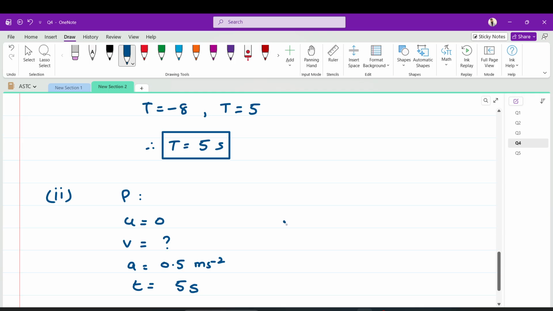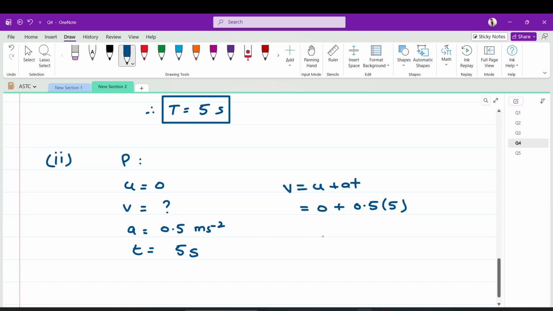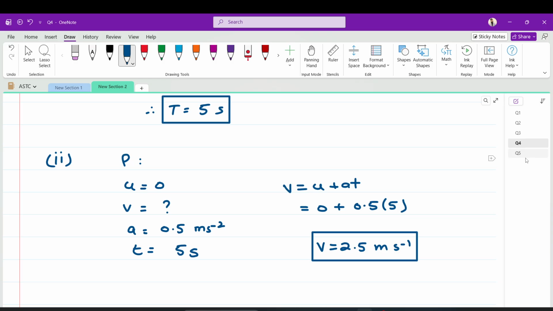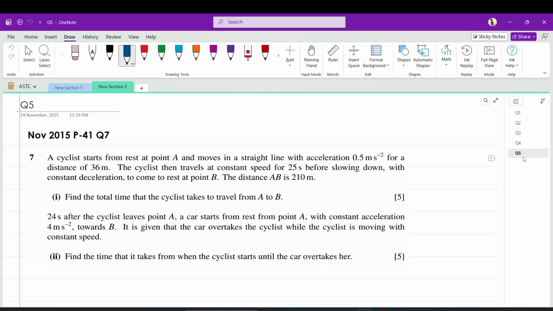Okay, so now I can use the equation V equals u plus at. So that will be 0 plus 0.5 times 5. That gives us 2.5 meters per second. Okay, so this is the end of question number 4. Let's move to question number 5 now.